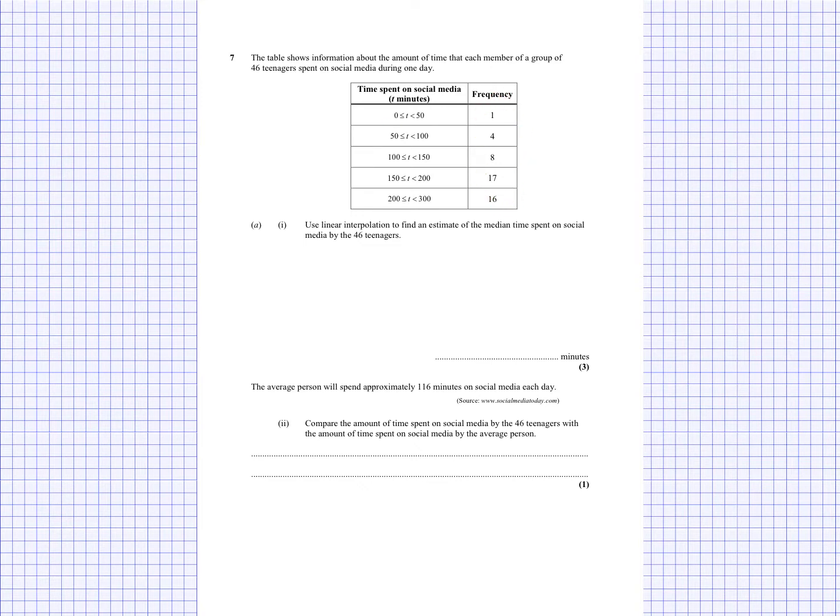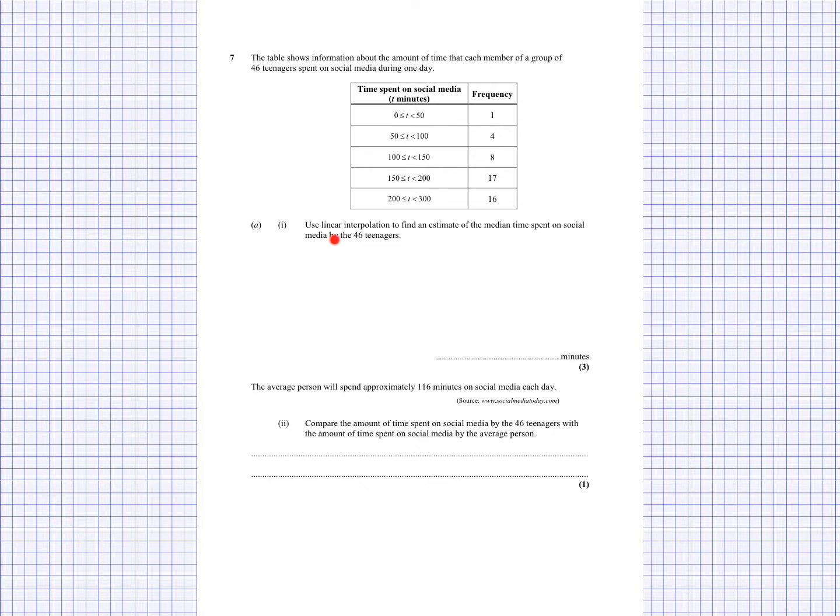Okay, and I've got the time spent in minutes, 0 to 50, and then all the way up to 200 to 300, okay? Notice that the widths of the groups are not even, because this is 50, this is 50, this is 50, this is 50, and this is 100, okay?